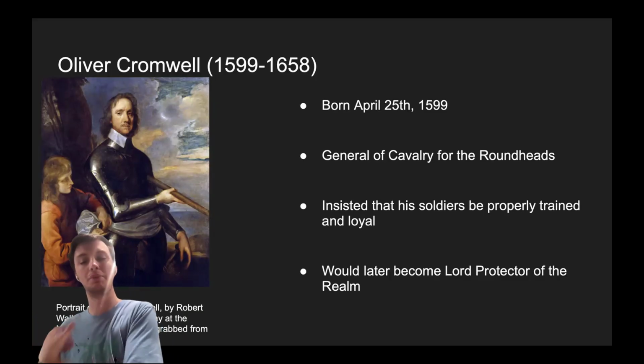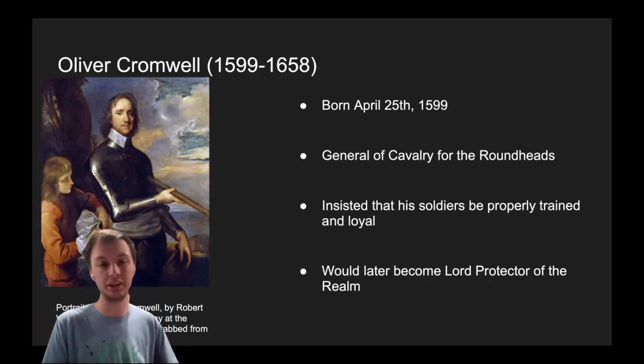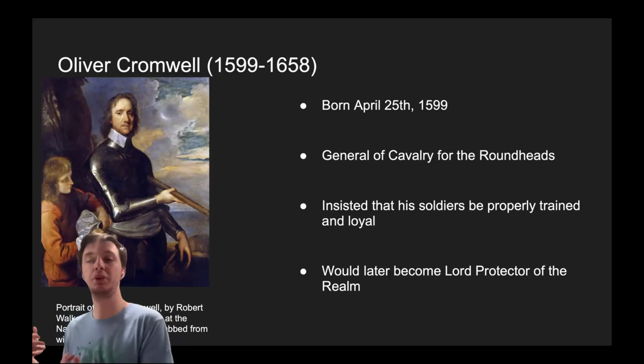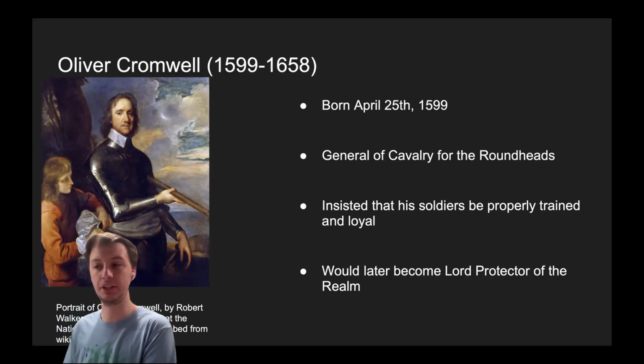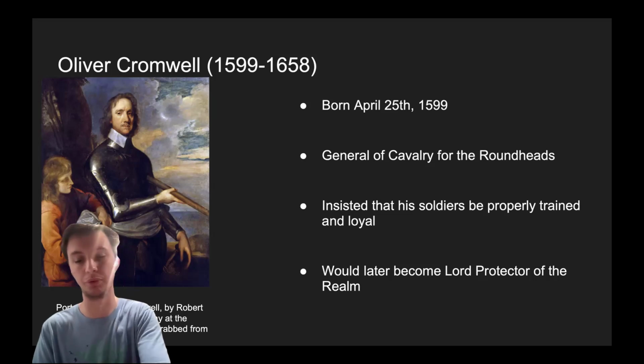And we'll talk more about the Earl of Manchester later on, because Cromwell also would call him on his bullshit. Cromwell would also later become the Lord Protector of England after the first English Civil War.